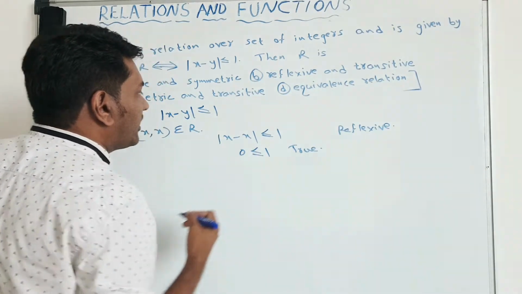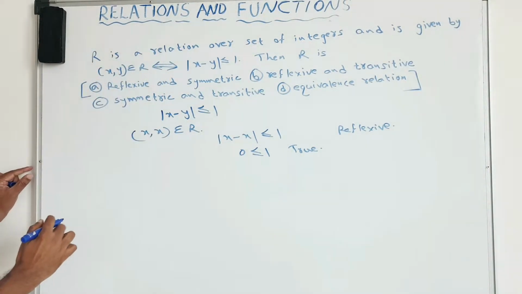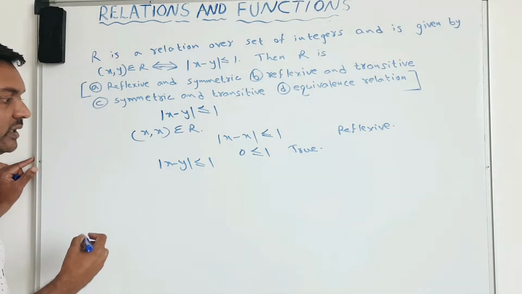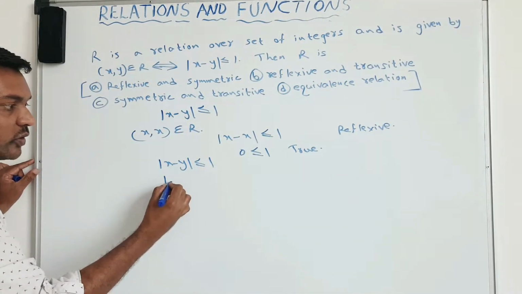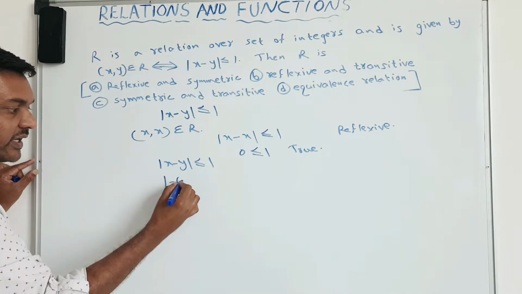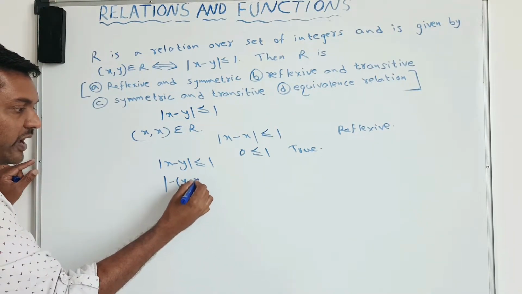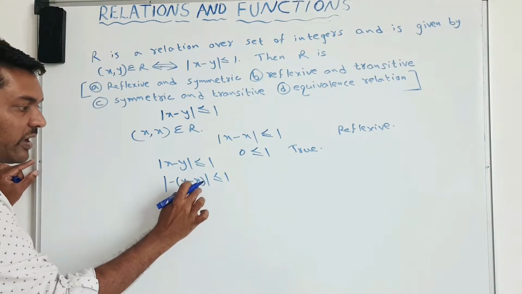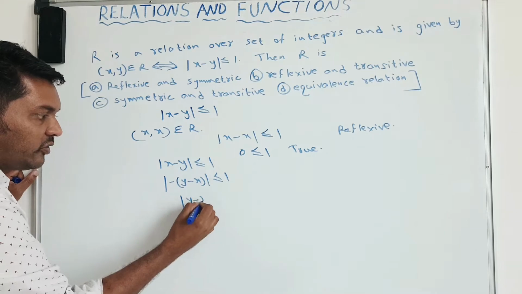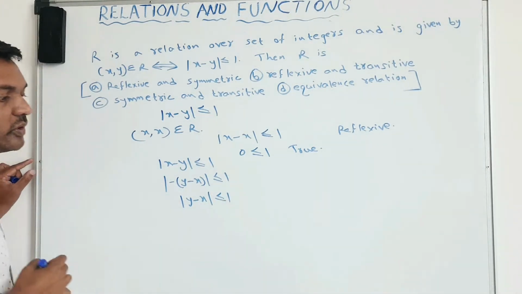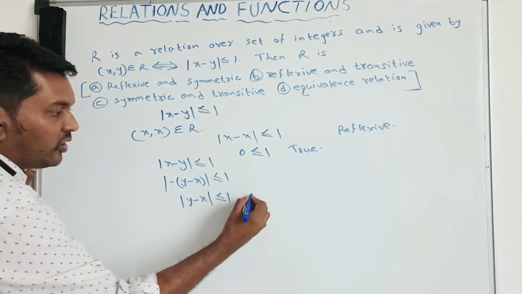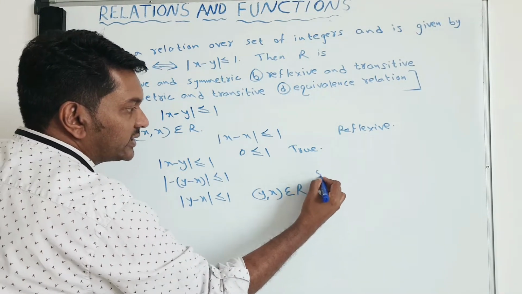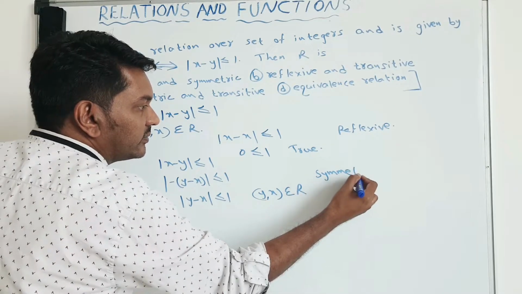Now I have to check whether it is a symmetric relation or not. Modulus of x minus y is less than or equal to 1. So modulus of y minus x will also be less than or equal to 1. I can take the negative out: modulus of negative of (y minus x) means I can write it simply as modulus of y minus x less than or equal to 1. Therefore, (y, x) is an element of R. Therefore, it is a symmetric relation.